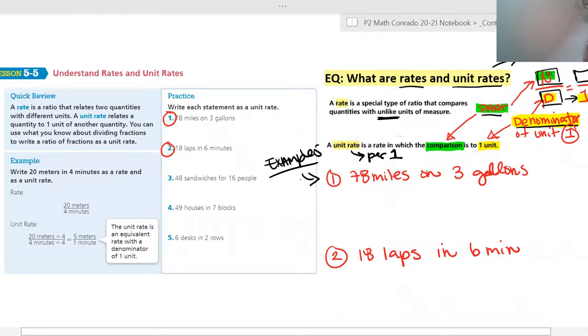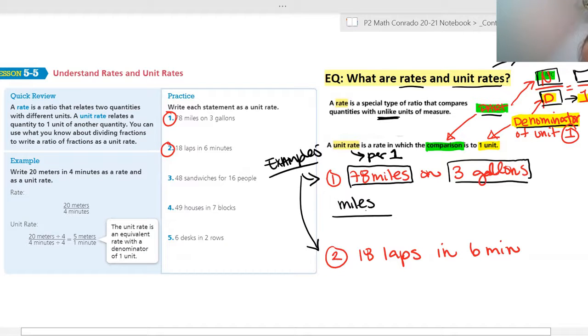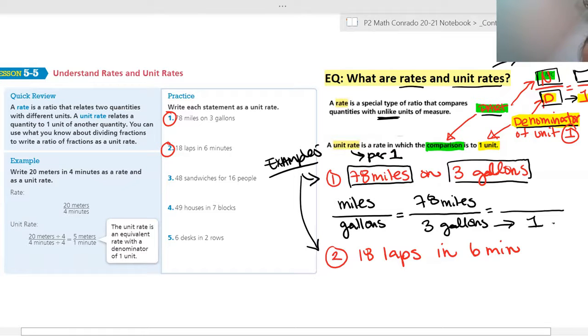So let's look at number 1. We have 78 miles on 3 gallons. What we're comparing here is miles to gallons, and we're writing this as a fraction ratio. So miles to gallons, we're going to be writing that as 78 miles to 3 gallons, because that's what we know. What we want to know is the unit rate. So how many miles would it be for 1 gallon?